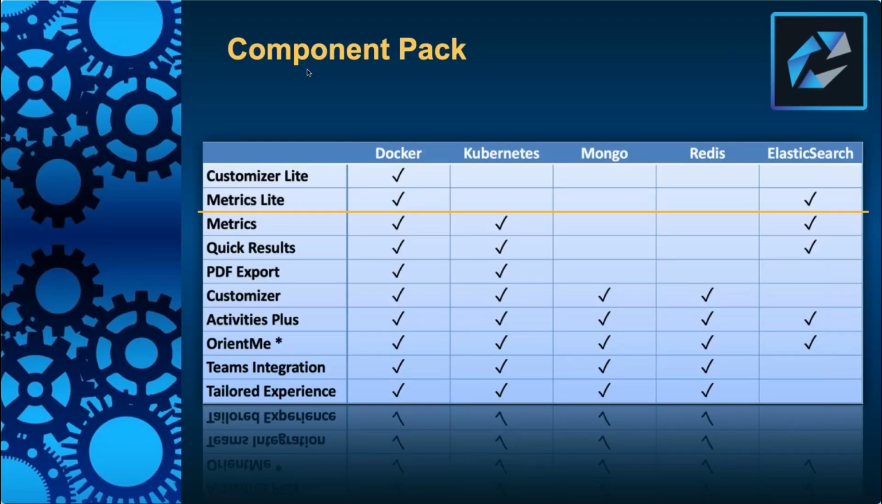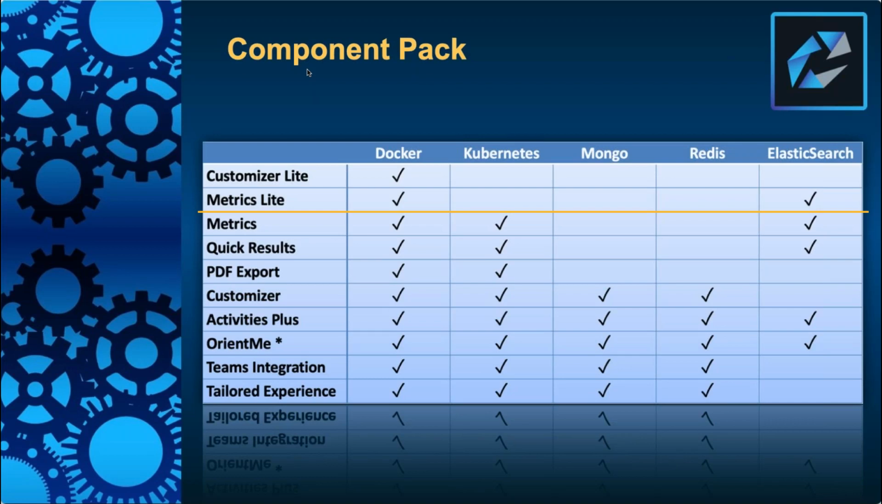before I go there, I always forget this slide here. I want to spend just a minute on what else the component pack gives you. Because the component pack, in addition to the customizer, has a lot of capabilities that we feel are really key to a complete user experience. So you see the customizer Lite and metrics Lite on top above the yellow line. Those are available without having to run the full component pack. Below the yellow line is everything that you get when you install the component pack.